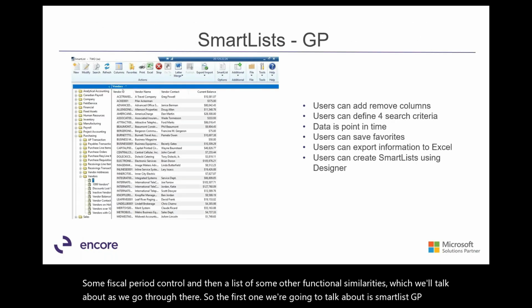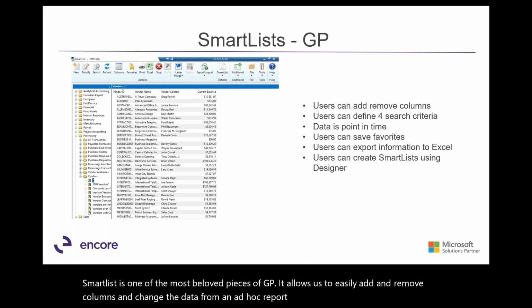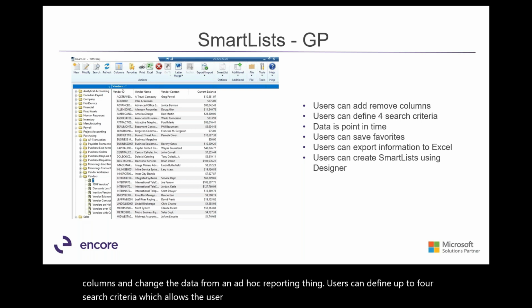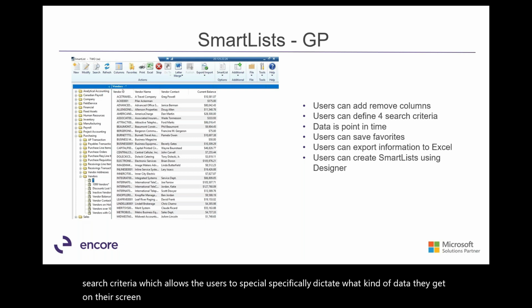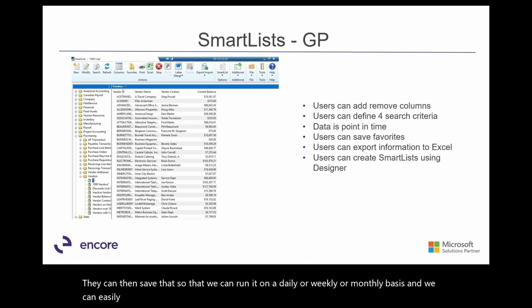In GP, Smart List is one of the most beloved pieces of GP. It allows us to easily add and remove columns and change the data from an ad hoc reporting standpoint. Users can define up to 4 search criteria, which allows the users to specifically dictate what kind of data they get on their screen. From there, we can then save that so that we can run it on a daily or weekly or monthly basis. And we can easily export that out to Excel. When we export it out to Excel, it can then be used for pivot tables and things like that.